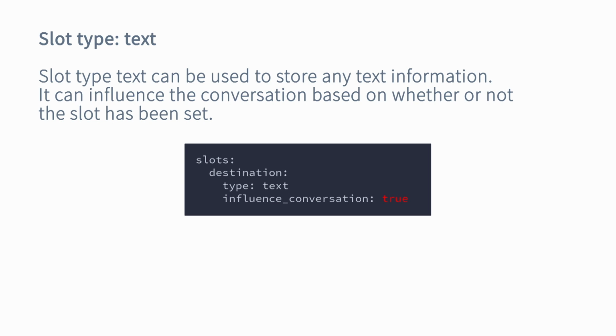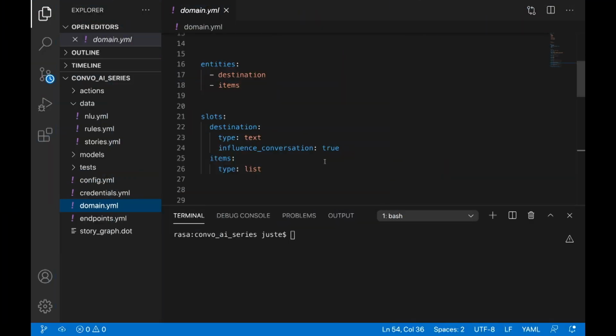A very important note here is that the actual value of the slot will have no influence on how the conversation goes. For text slots, only the presence or the absence of a specific detail will have influence on how the conversation goes if the slot is configured to influence the conversation. The general setup for text slots is very simple. You have to define them in your domain file and train your NLU model to extract entities if you would like entity values to be used to fill in this type of slot.